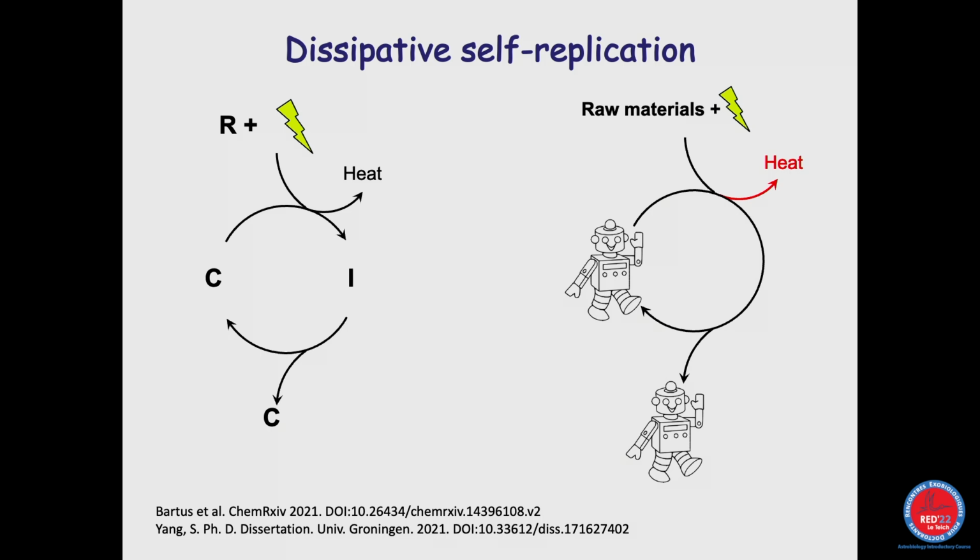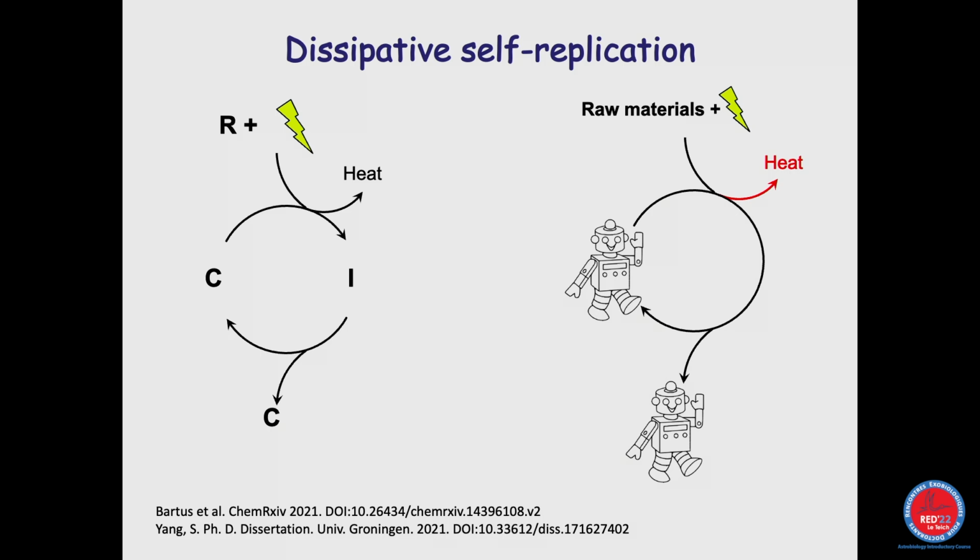It needs to be coupled to the dissipation of heat. This is, in principle, completely independent of the nature of this catalyst. It may be chemical, but it may also be a machine. You can imagine a machine that could build another self, another itself, in fact, using raw materials and energy. But you have to couple this process to the dissipation of heat.